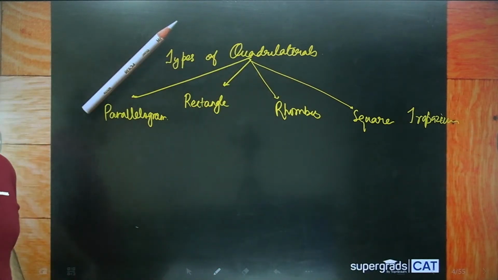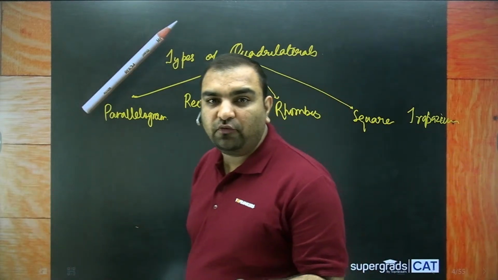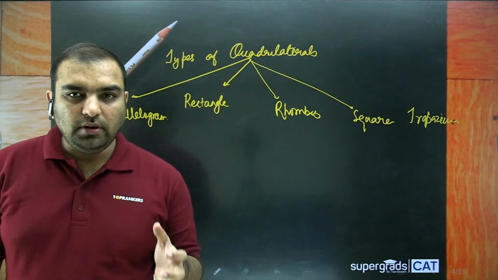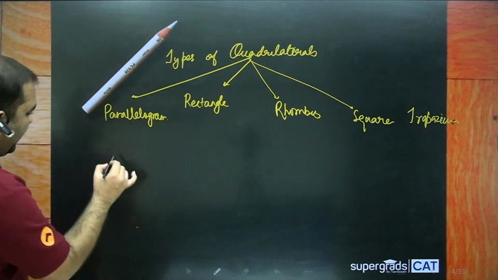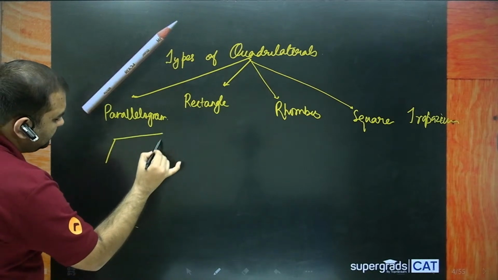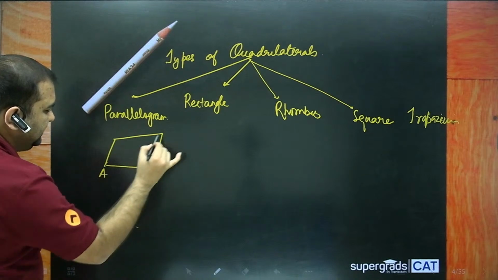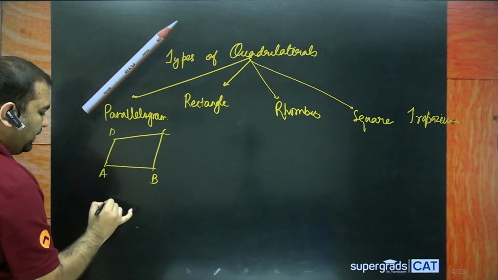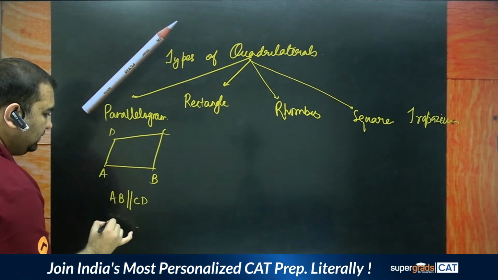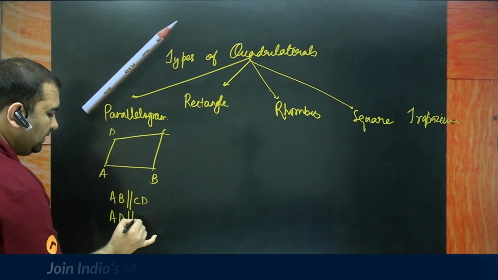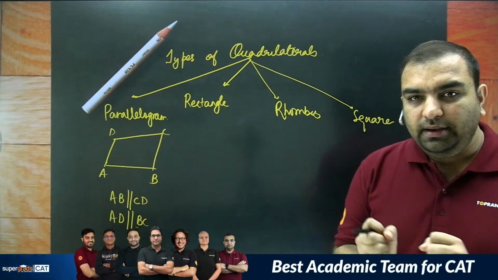Now, what do I mean by parallelogram? A parallelogram is a type of quadrilateral in which opposite sides are parallel and equal. A, B, C, D. Opposite sides are parallel and equal as well.